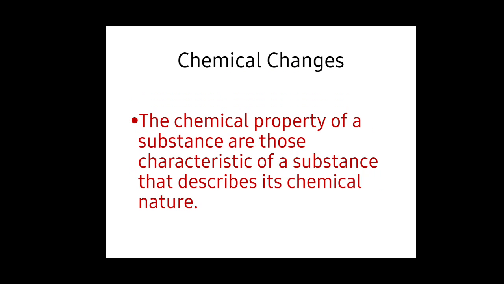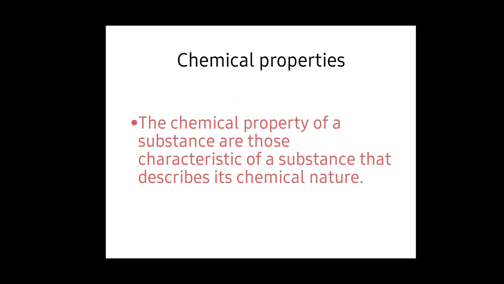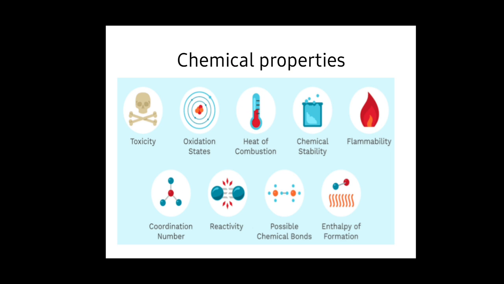The chemical properties of a substance are those characteristics of a substance that describe its chemical nature. Here are some examples for chemical properties. Toxicity, oxidation states, heat of combustion, chemical stability, flammability, coordination number, reactivity, possible chemical bonds, enthalpy of formation. All these things you will study in the upper classes.